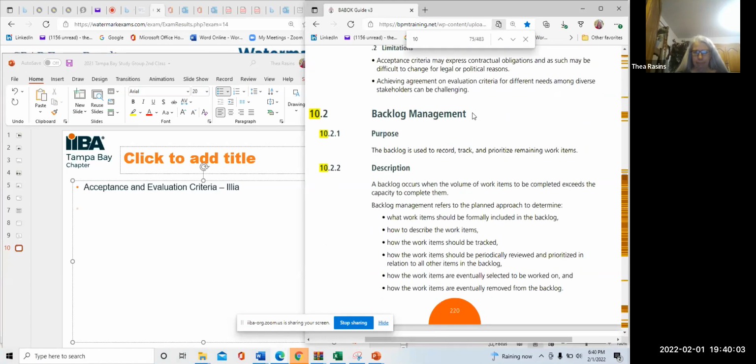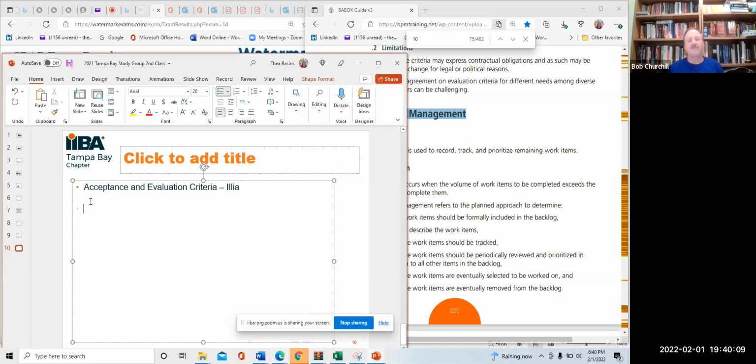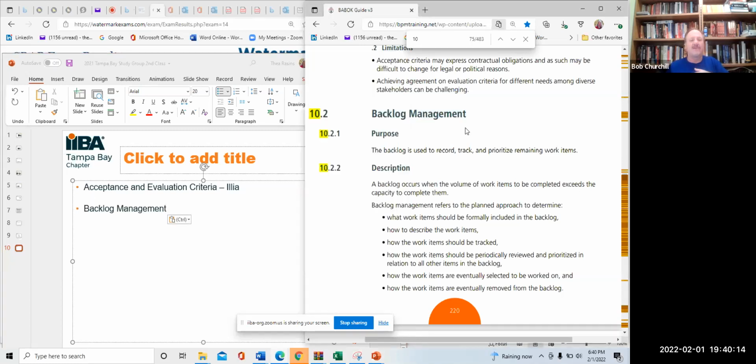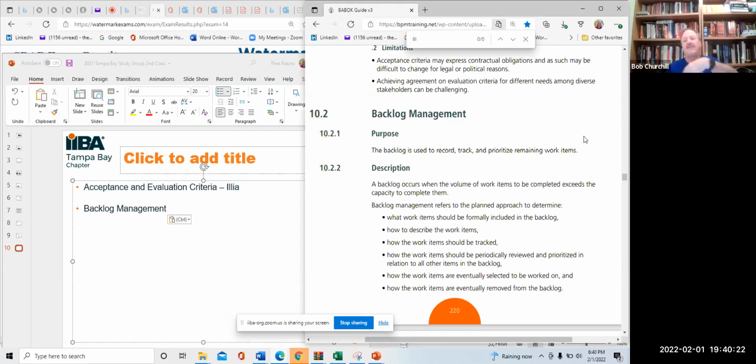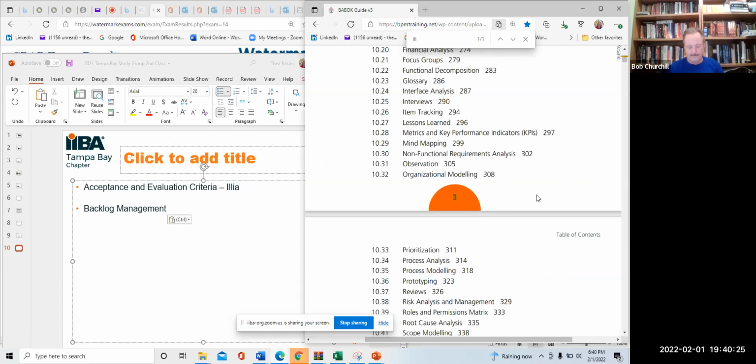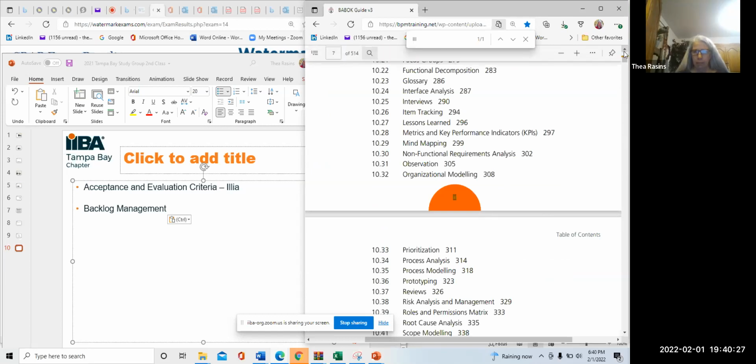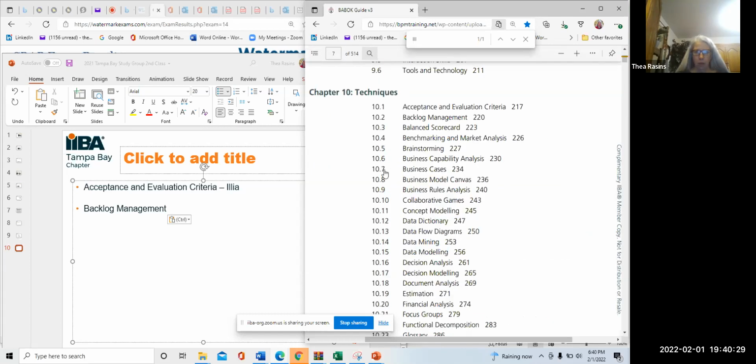Okay, let's see what the next one is. Backlog management. If you go to page Roman numeral 3, you can see them all in one list instead of paging through. It's way up at the top. Yeah, here we go. Does anybody want to take backlog management?